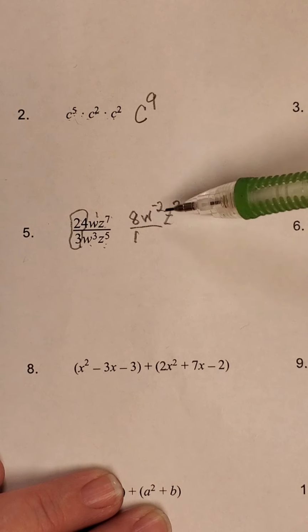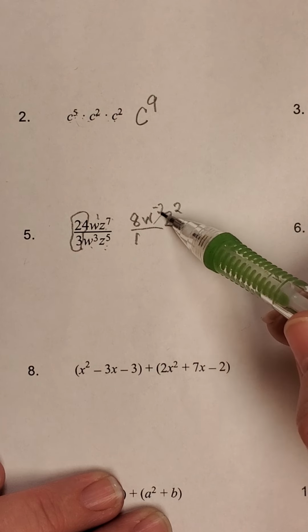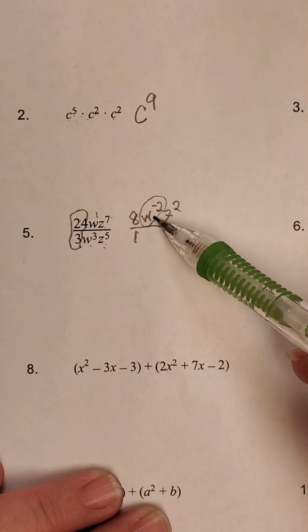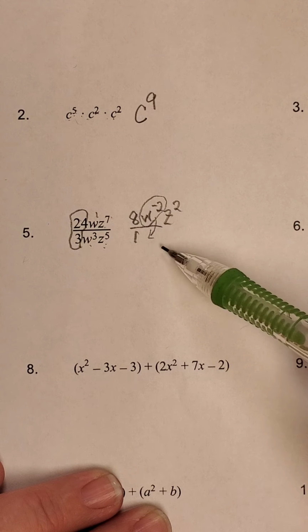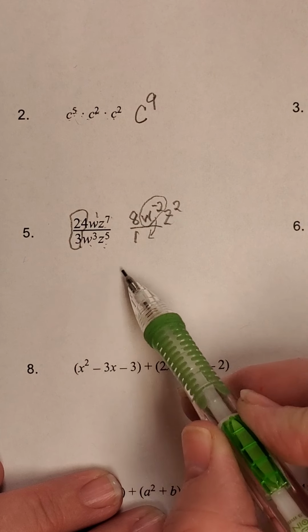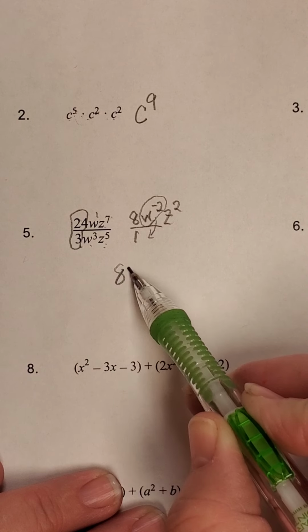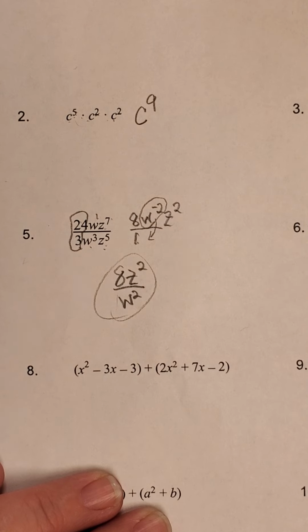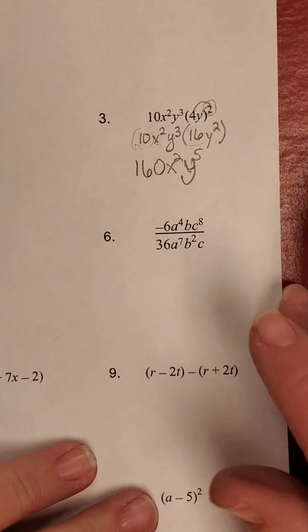So when we have a negative exponent, we take the base and move it to the other side of the line. If it was on the bottom, you'd move it up. Since it's on the top, we move it down. So our answer then is 8 and z squared on top, and we have our 1 and w squared there. But we don't have to put the 1 if we don't want to. That's it.